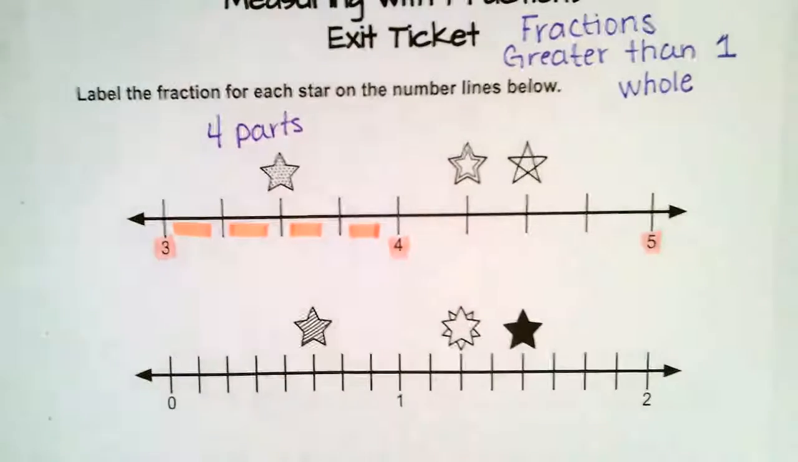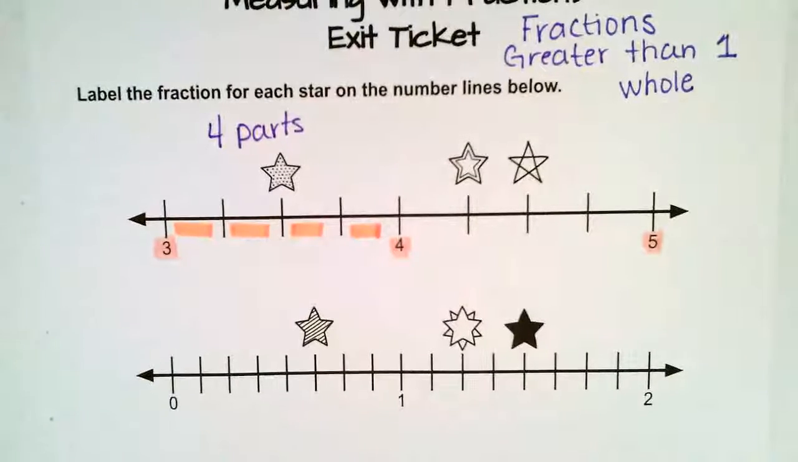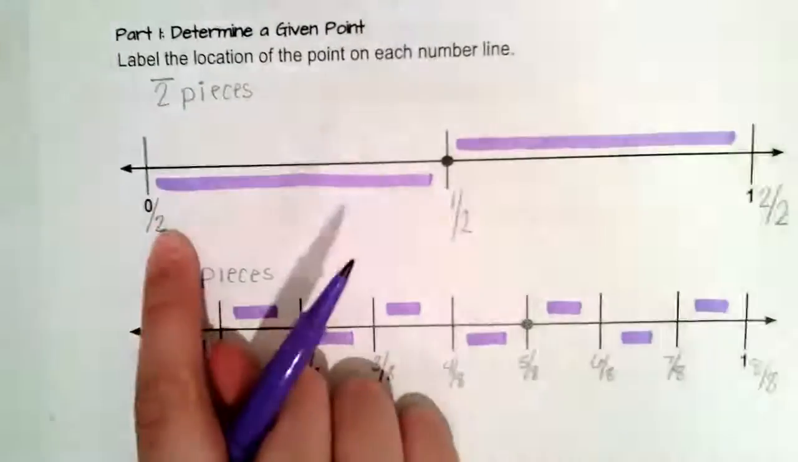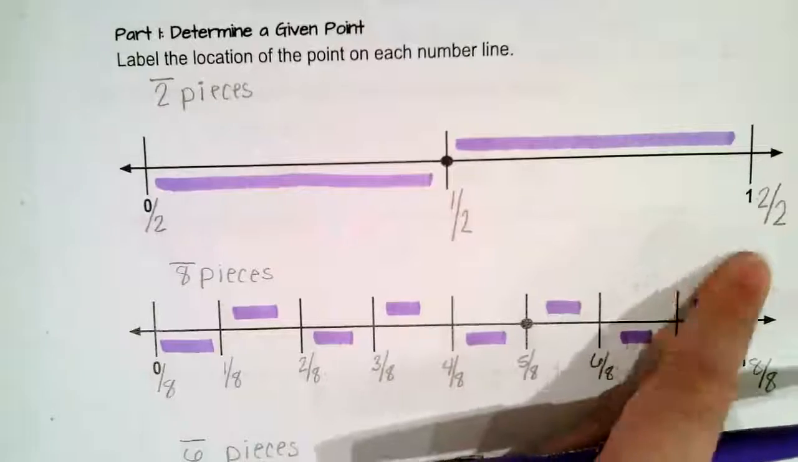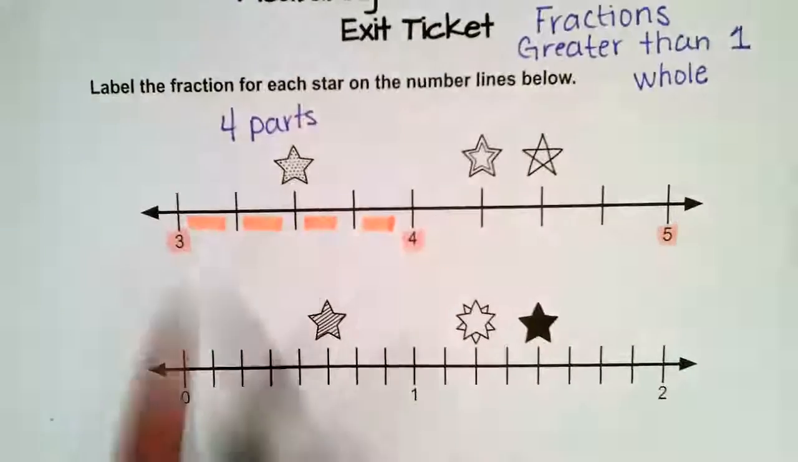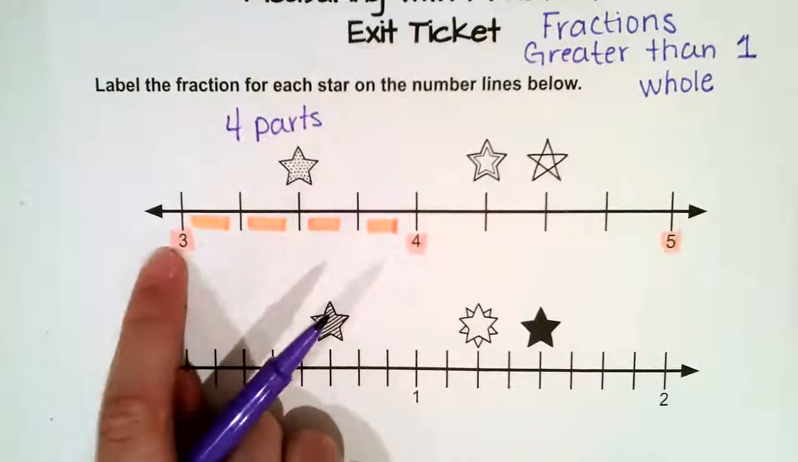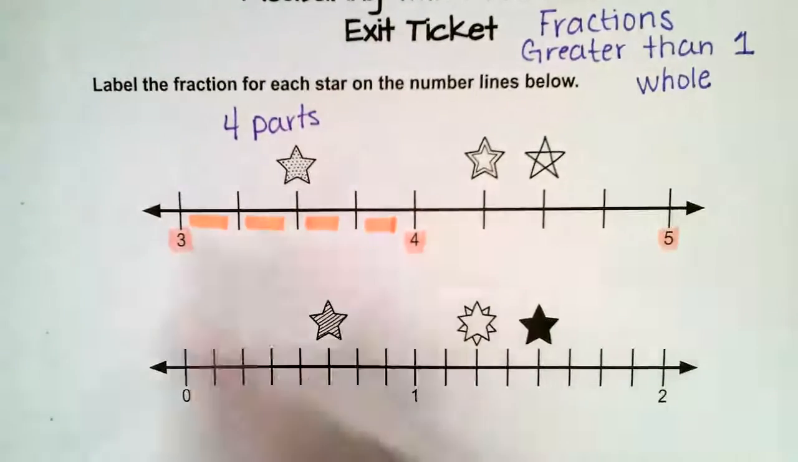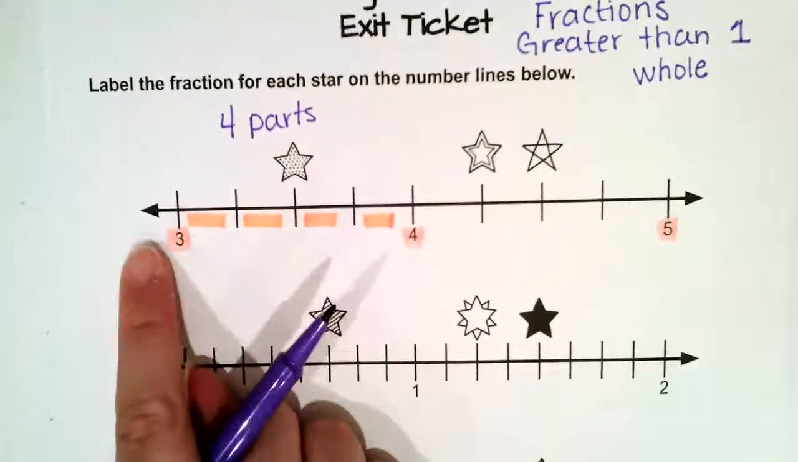On yesterday's work, when we did our number lines, we talked about how we started our number line at 0 halves, 1 half, 2 halves. We cannot do that here, because this would not be 3/4. So this is going to stay 3. This is our whole number.